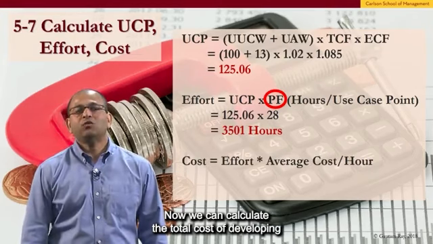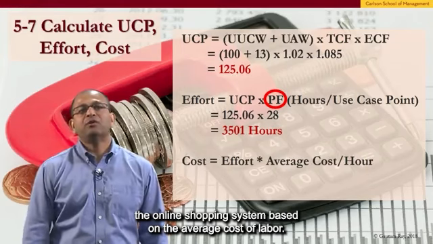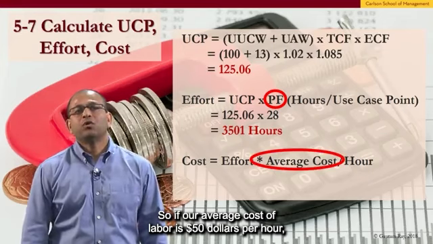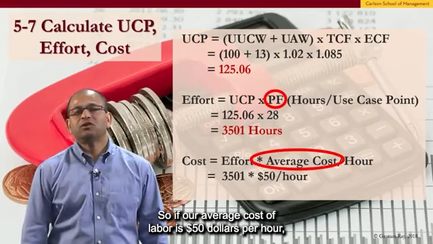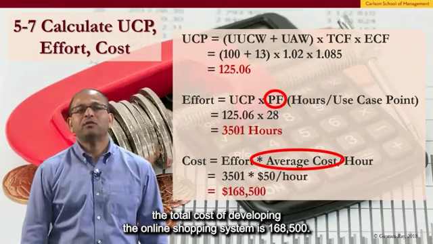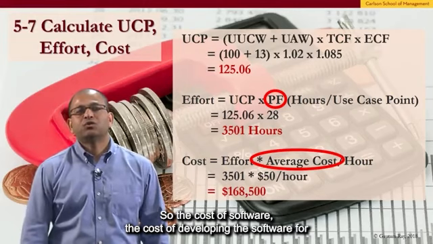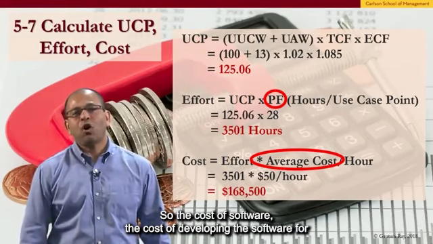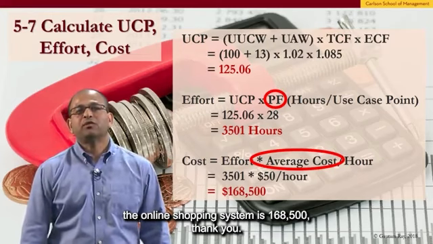Now, we can calculate the total cost of developing the online shopping system based on the average cost of labor. So, if our average cost of labor is $50 per hour, the total cost of developing the online shopping system is $168,500. So, the cost of developing the software for the online shopping system is $168,500.